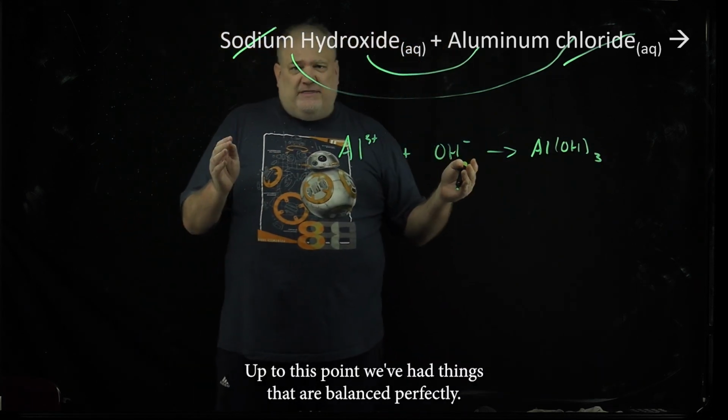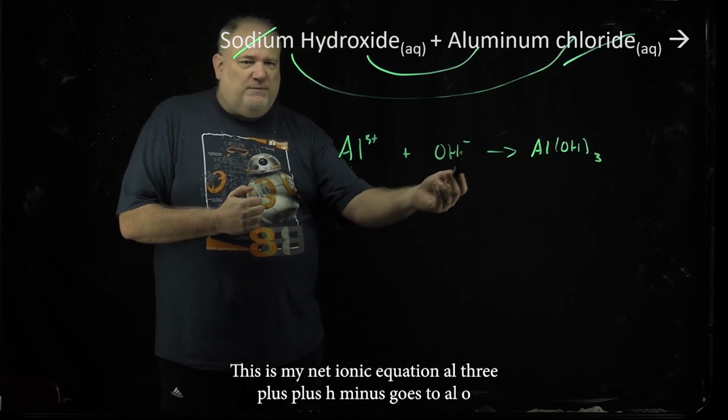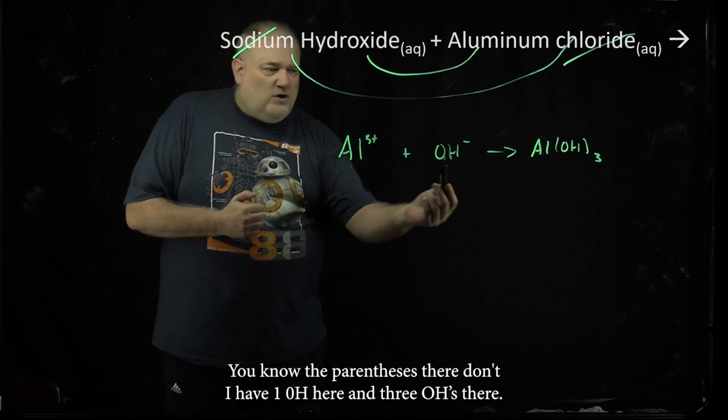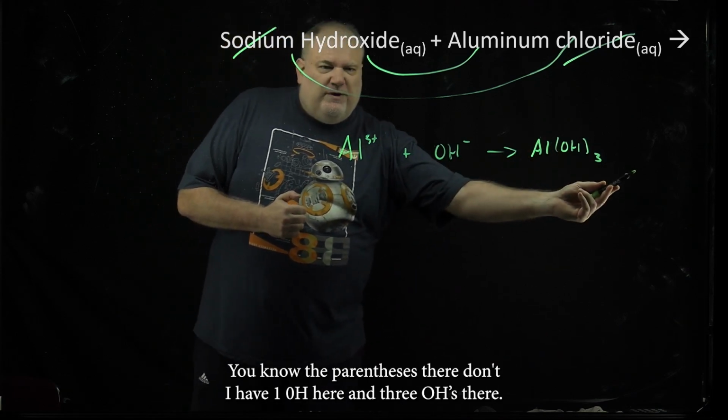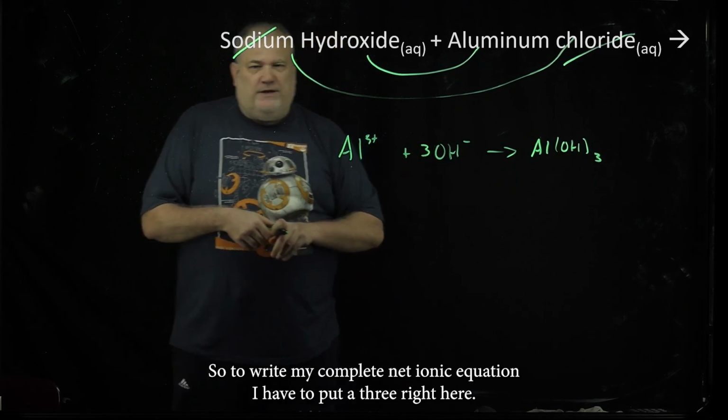Now, this is where it's really important. Up to this point, we've had things that have balanced perfectly. This is my net ionic equation. Al3+ plus OH- goes to Al(OH)3 in parentheses 3. Really important you have the parentheses there. Don't I have one OH here and 3 OHs there? So to write my completed net ionic equation, I have to put a 3 right here.